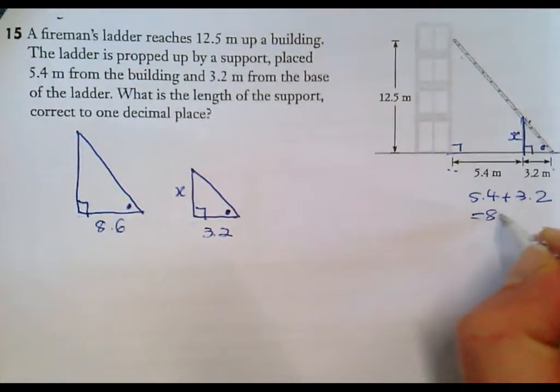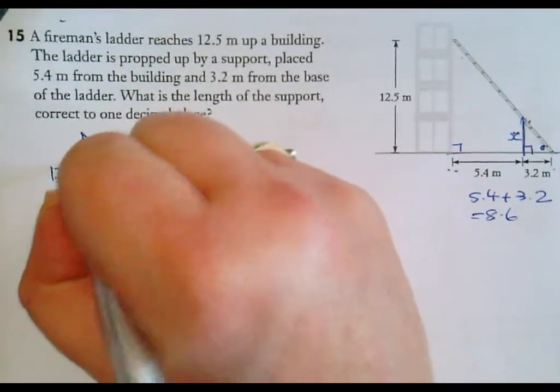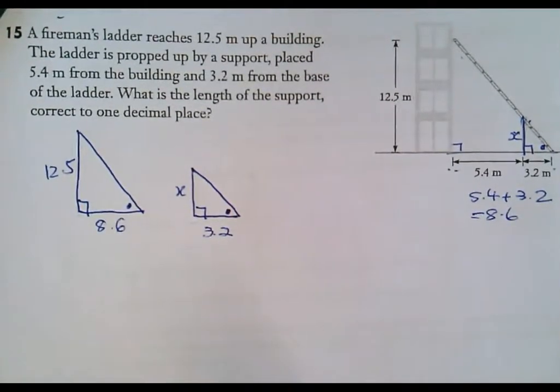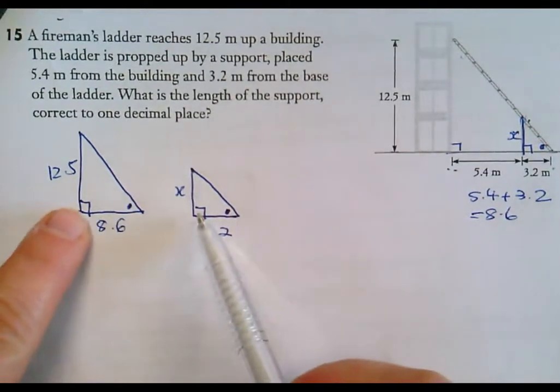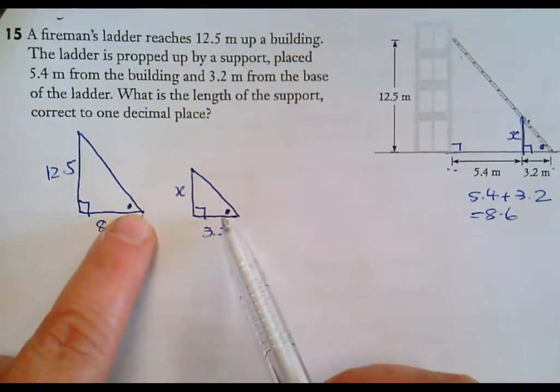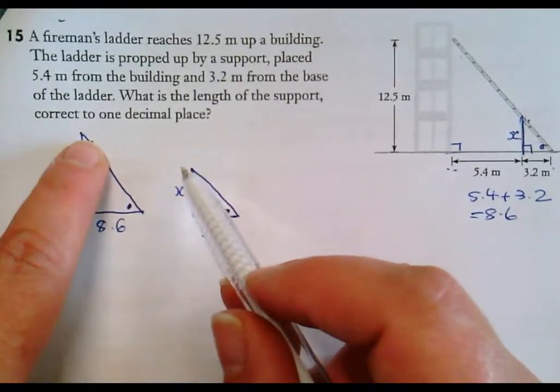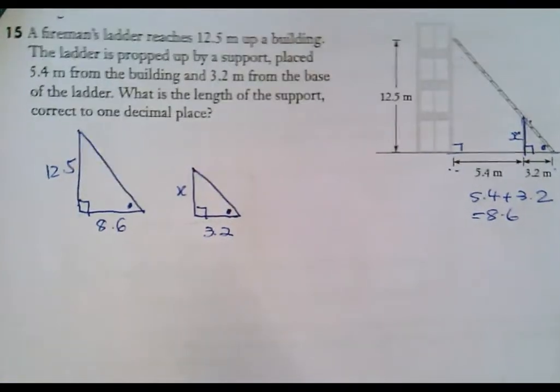8.6 and 12.5. Now, why do I have two similar triangles? Girls, similar triangles, the angles in them are the same. See how I've got a right angle and I've got the dot. Let's say that was 90 and that was 30. The other one would automatically be 60 because there are 180 degrees in a triangle.